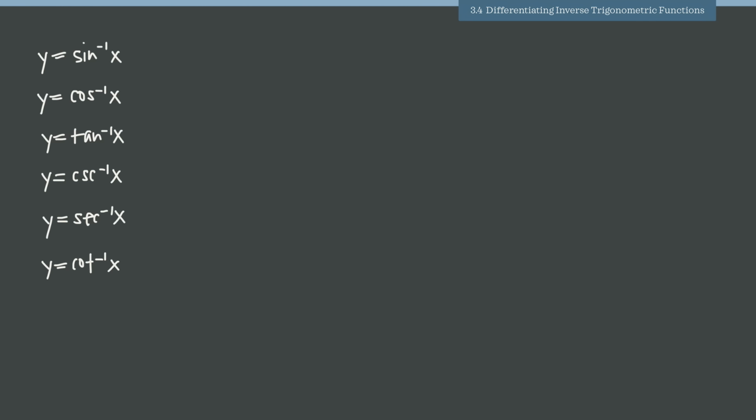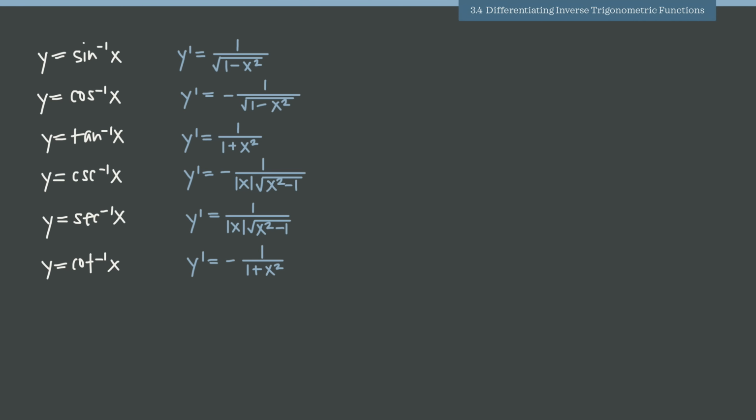Now for inverse trig functions, and remember those are these functions here, we'll also see these written as y equals arcsine of x, arccosine of x, arctan, arccosecant, arcsecant, arccotangent. So those are equivalent notations, but for these inverse trig functions, we're going to need to know the formulas for their derivatives.